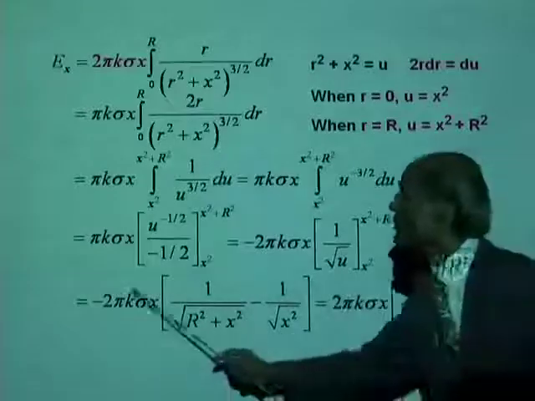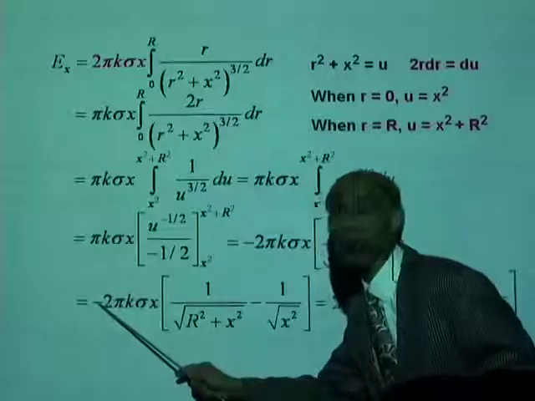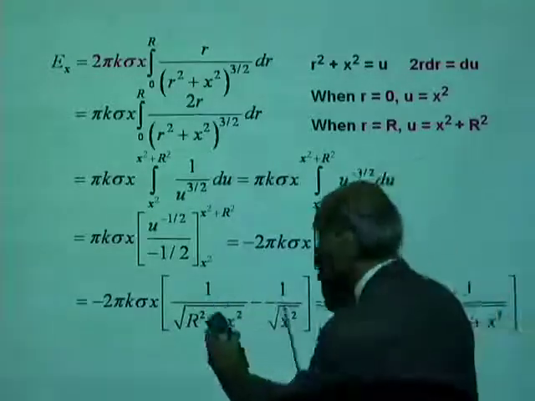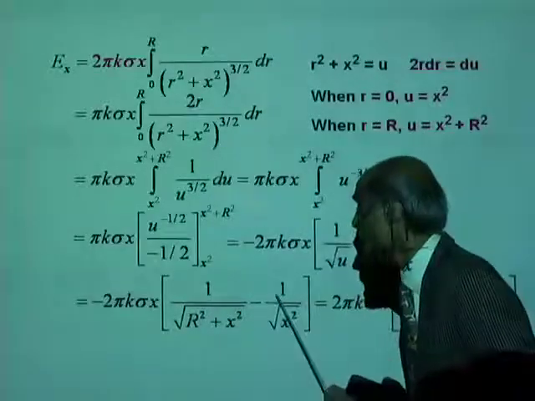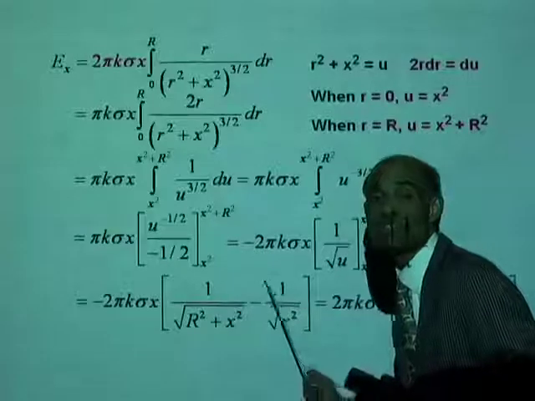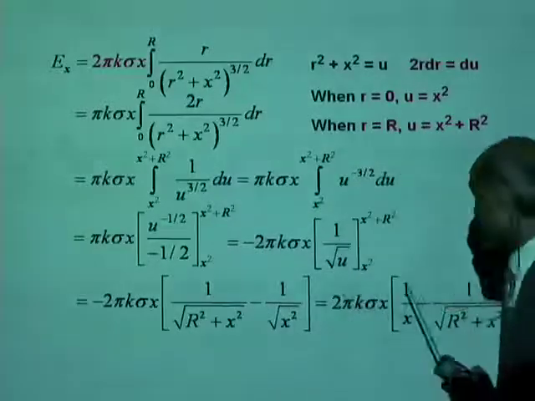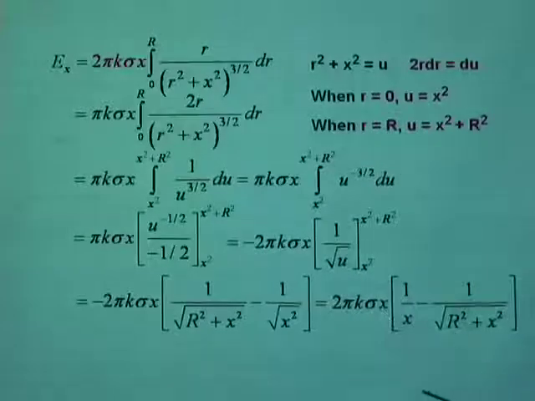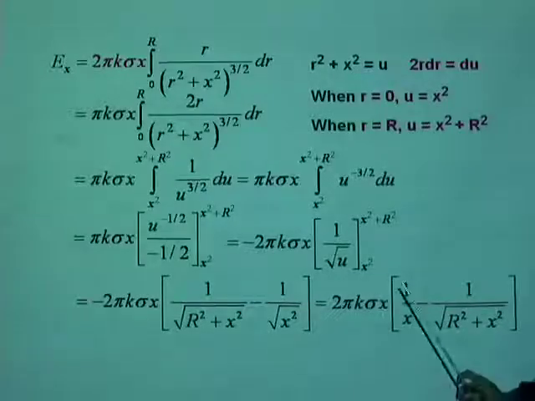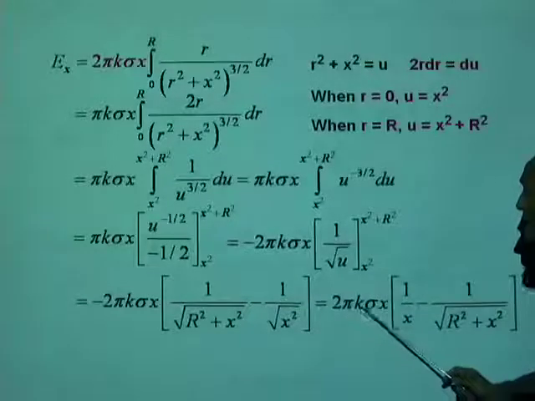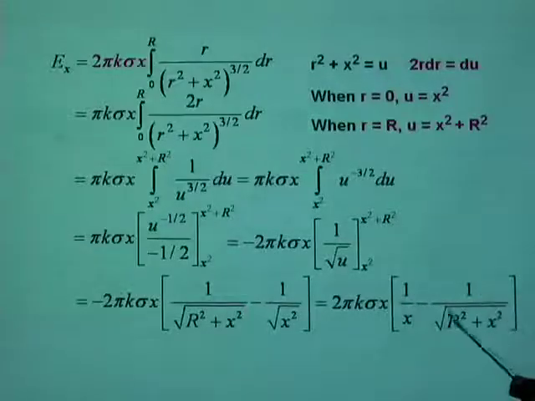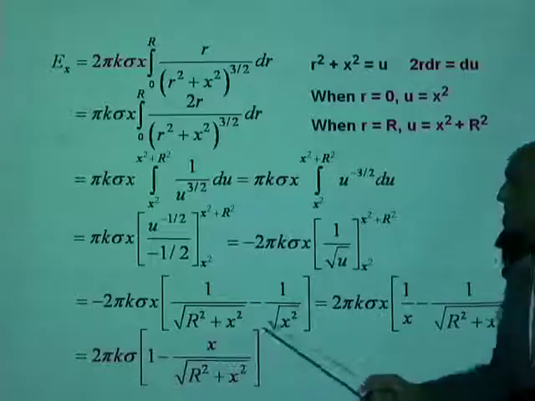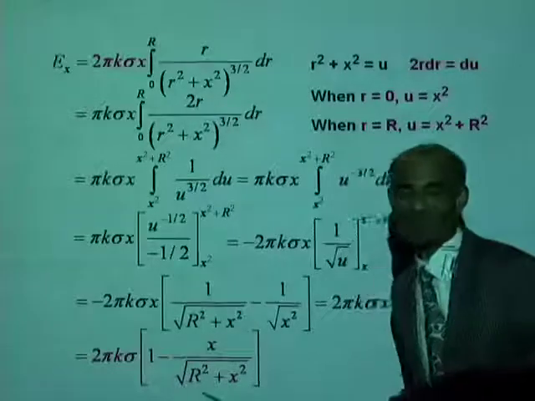Okay, now I can make this negative positive by simply exchanging these terms inside. Is that right? You know a minus b is the negative of b minus a. And look at the equation we produced. The electric field is given by 2 pi k sigma x, (1 over x minus 1 over square root of R squared plus x squared). Now that is a beautiful equation.